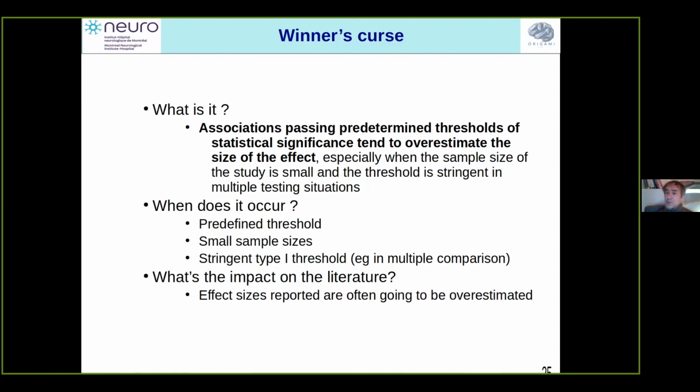overestimated. There's a very interesting paper by Marek et al. about the small effect sizes that can be found in the literature when you're looking at a very, very large sample size, in the UK Biobank, for instance.